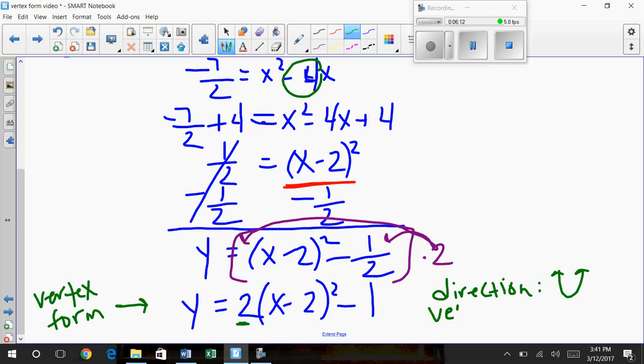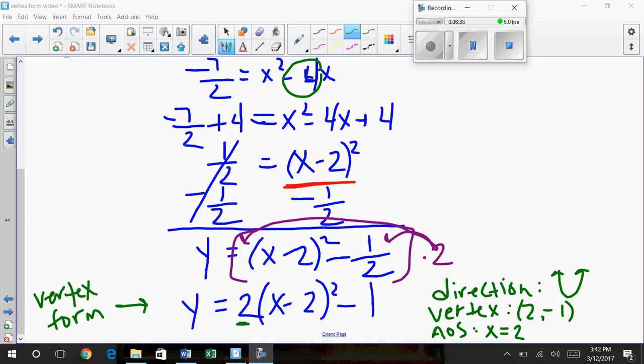My vertex, if you remember, we talked about this earlier, you're going to change the sign of the number with x, so that becomes +2. And the k at the end just stays the same, so that's just 2, -1. And then my axis of symmetry is x equals 2. Remember, the axis of symmetry cuts right through the vertex, which is why those 2's are the same. And so that's converting and coming up with some information about the graph.